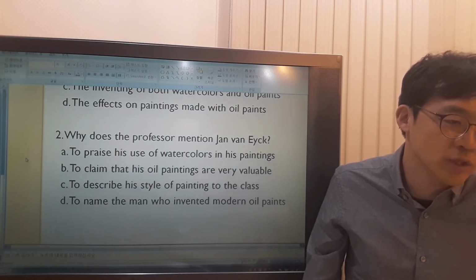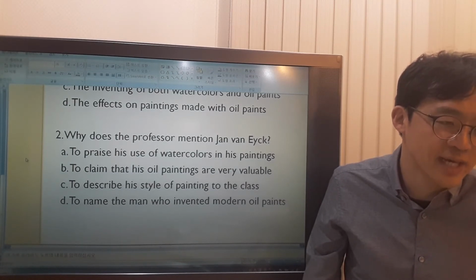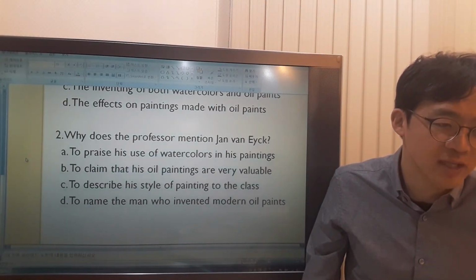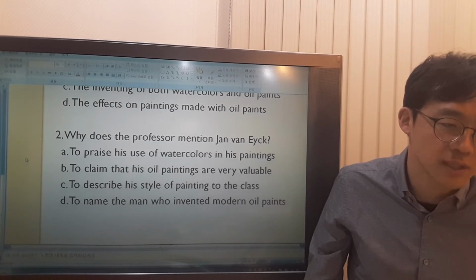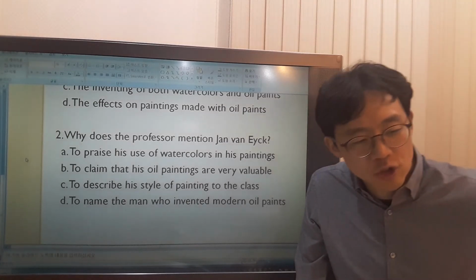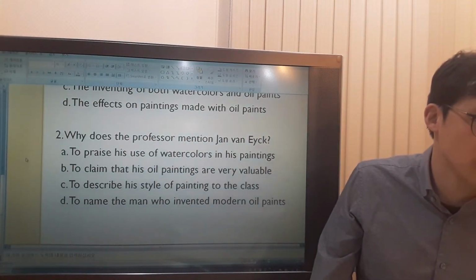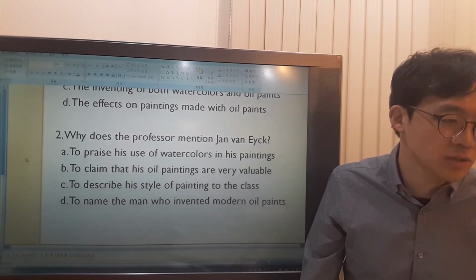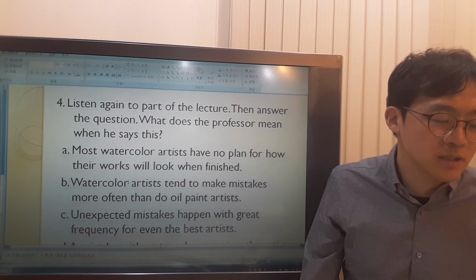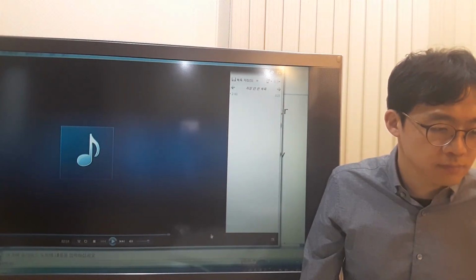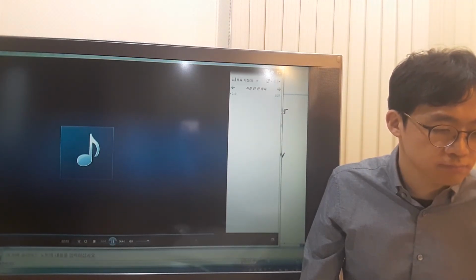B, to claim that his oil paintings are very valuable. To claim, what does claim mean? Claim means say that something is true. His oil paintings are very valuable. It means it's of much value. That's not why the professor mentioned Jan van Eyck. C, to describe his style of painting to the class. It's not to describe his style of painting to the class, so the answer is D. Listen again to part of the lecture, then answer the question. Let's listen.